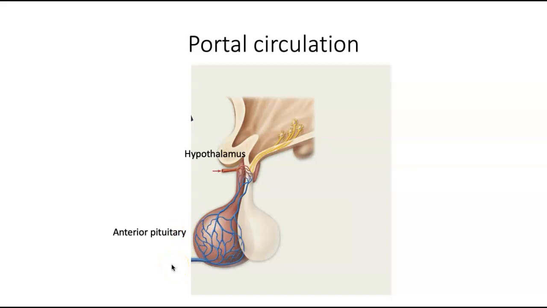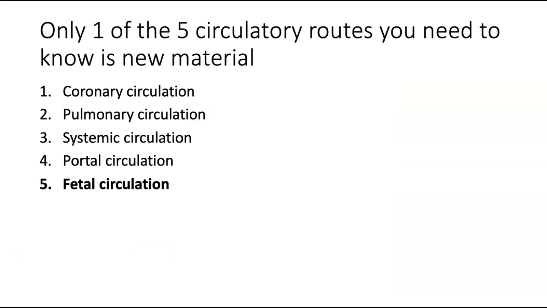And so this is what's known as a portal system. A portal system is just 2 capillary beds. And then the one circulatory route that we haven't talked about yet is fetal circulation, and I'm going to make a new video on fetal circulation.